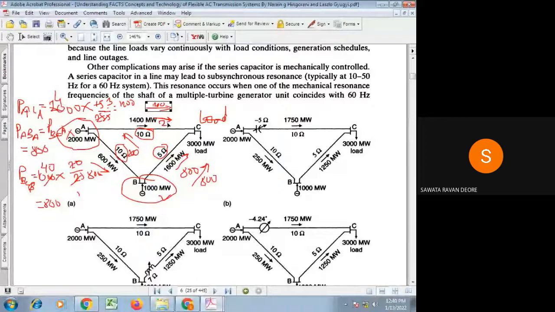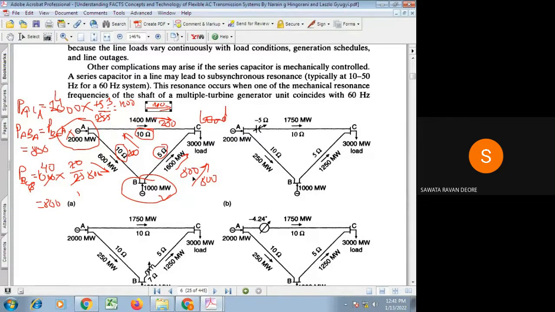200 will flow through this line. So out of this 1000 generation, 800 is flowing through this line, and 200 goes this way, to B, to A, and then A to C. Obviously, this path impedance is high, that's why low power is flowing through this. This path impedance is low, so that's why more power is flowing through this.